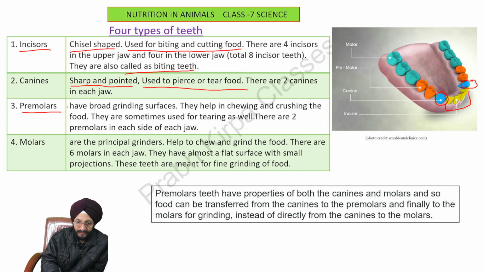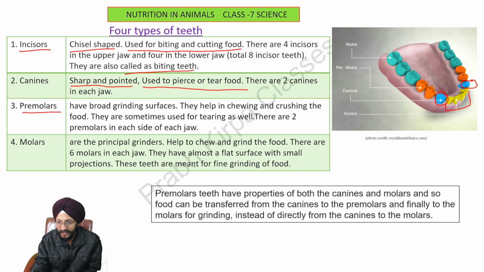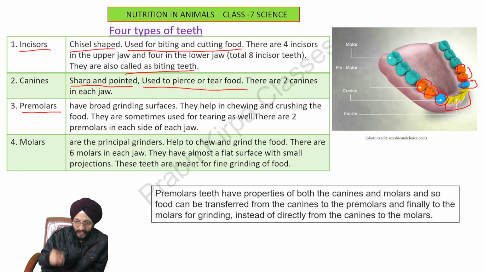Premolars. You can see in this figure, two here, two here. Four in lower jaw, four in upper jaw, total eight. They have a broad grinding surface. You can see the broad grinding surface. They help in chewing and crushing the food. They are sometimes used for tearing as well.